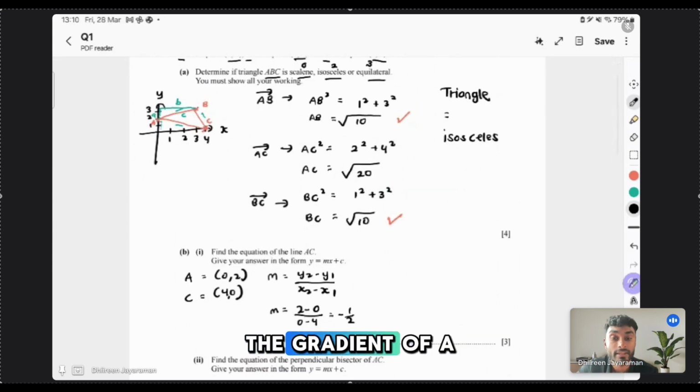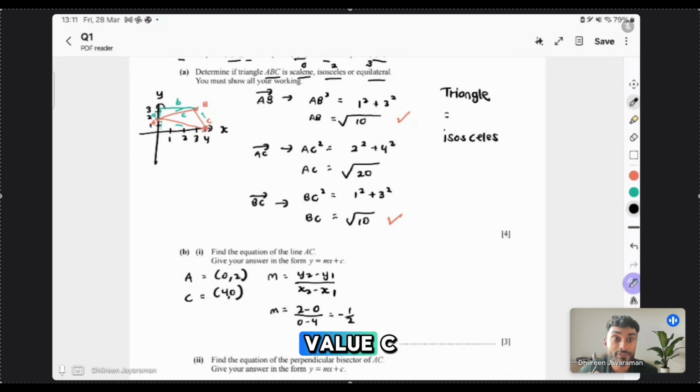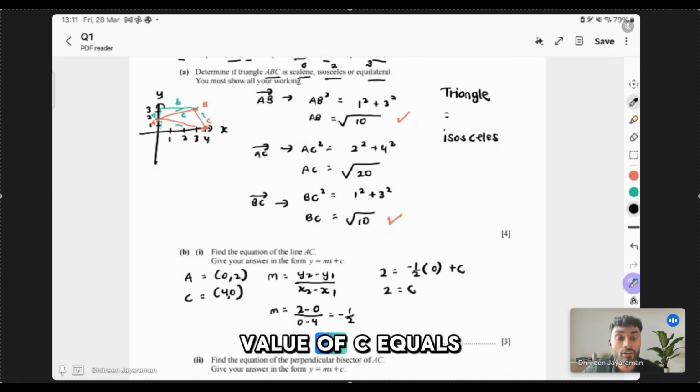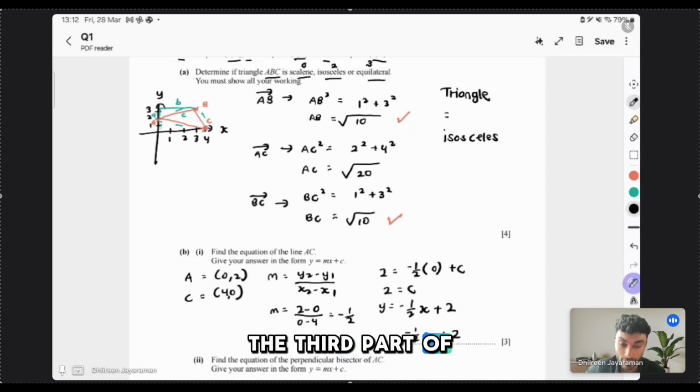So when you get the gradient of a line, we can actually sub in one coordinate to get the y-intercept, in this case, the value c. So in my example, I will use the coordinates of A to find the y-intercept value. So I get the value of c equals 2. So the equation of my line will be y equals negative half x plus 2. Let's move on to the third part of the question.